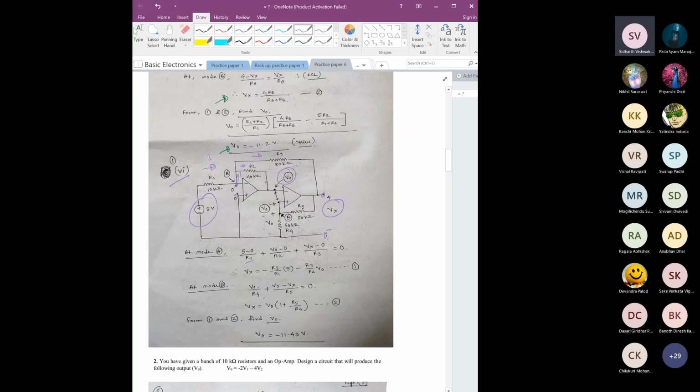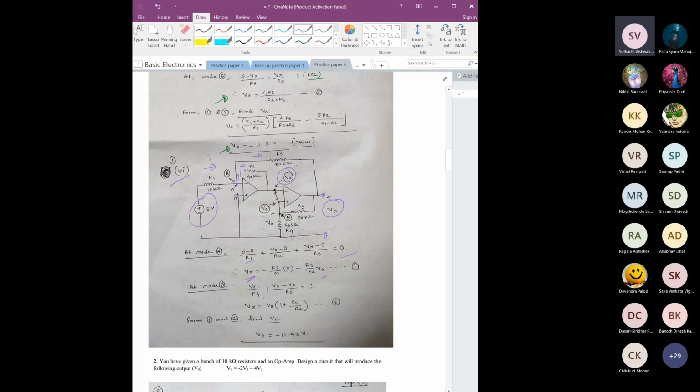This is the opposite. Basically we are applying KCL. The V output minus 0, so we are taking the current in this direction. And in the other case, it is basically Vx minus 0 by this 80 kilo ohm. That gives us one equation from here, and this basically relates this Vx with this V output.